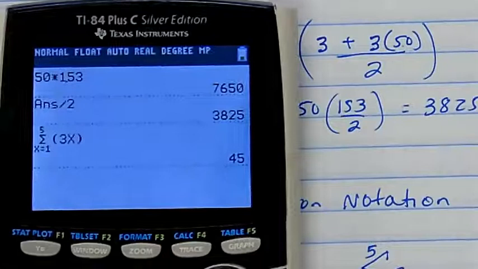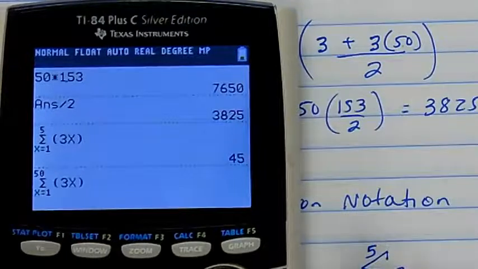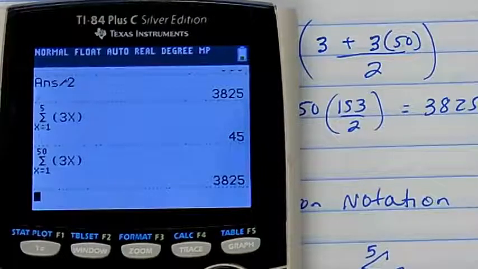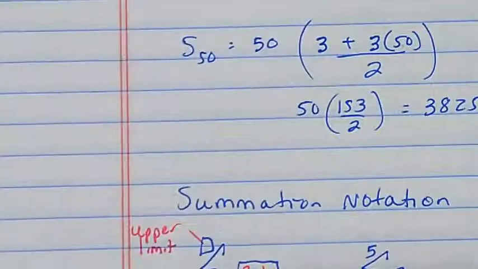Let's do the one we did, what did we say, the first 50 terms? So I'm going to hit second enter so I can just pull that same thing up. If I wanted to find the sum of the first 50 terms, I would put 1 to 50, and that was 3,825, the same thing that we got when we did the formula ourselves. So let's do another one of these, and we're going to use our calculator.